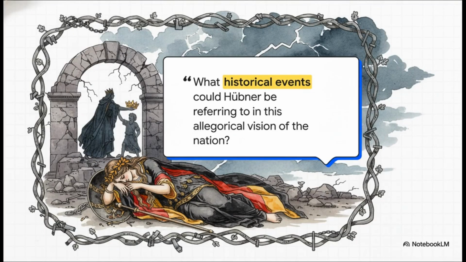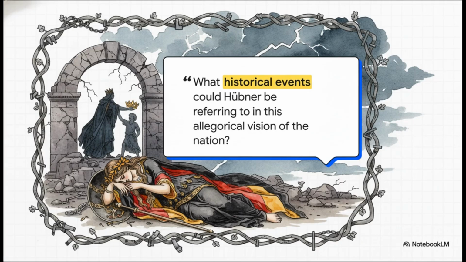The text leaves us with this really critical investigative question, asking us to connect the crushing visual defeat in Hübner's 1850 painting to the historical failure of the 1848 liberal nationalist revolution. And as historians, we can answer this clearly now. Hübner is painting the death of the 1848 dream.